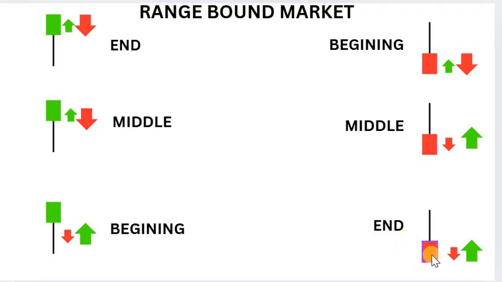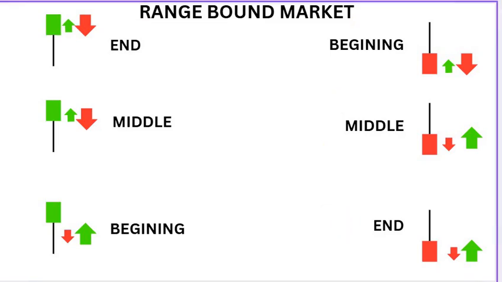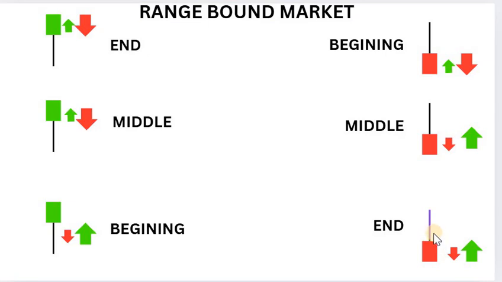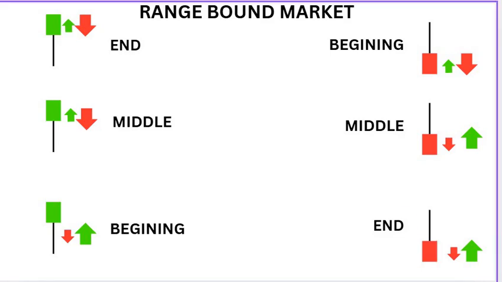And mind you, the color of this candle might be green. Even this one, it might be red. This now is called an inverted hammer candlestick. Now, this is a reversal pattern. This candlestick at the end of the trend will no longer serve as a continuation of the downtrend. It will serve as a reversal pattern.